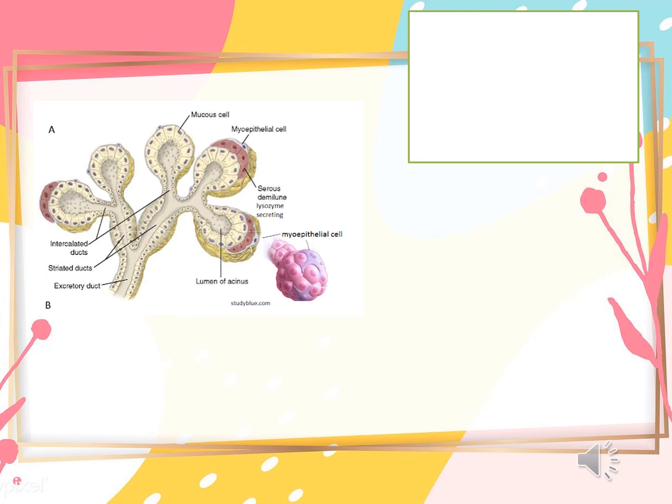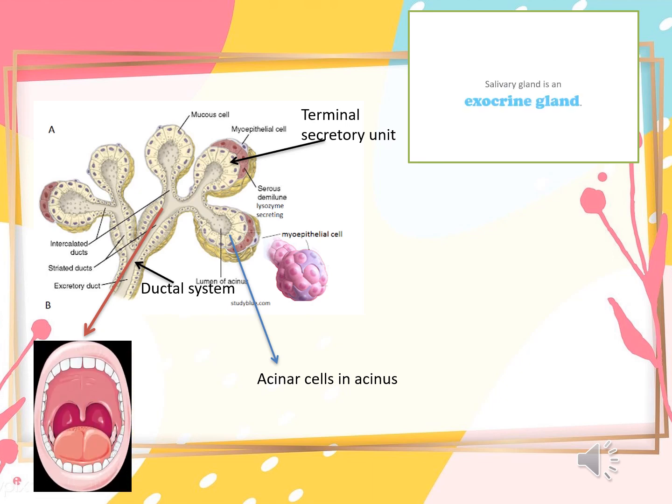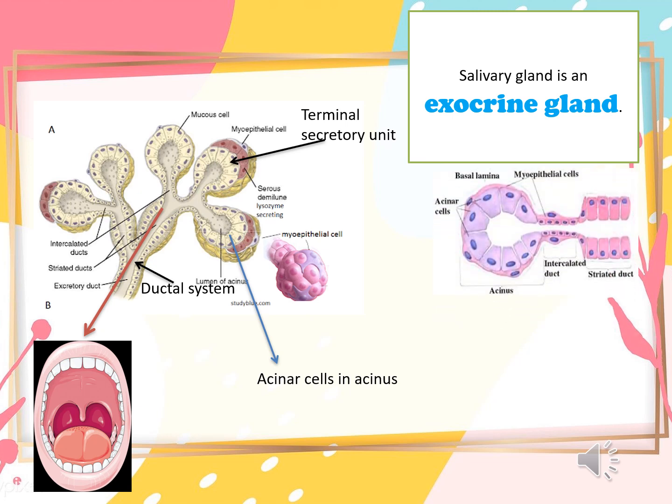Now the salivary gland has broadly two parts, the terminal secretory unit and the ductal system. The terminal secretory unit consists of acini or acinus, that are the secretory cells of the salivary gland which produce saliva. The saliva produced by these cells is transported with the help of a ductal system and is made to reach the target site, that is the oral cavity. Hence, salivary gland is called an exocrine gland.